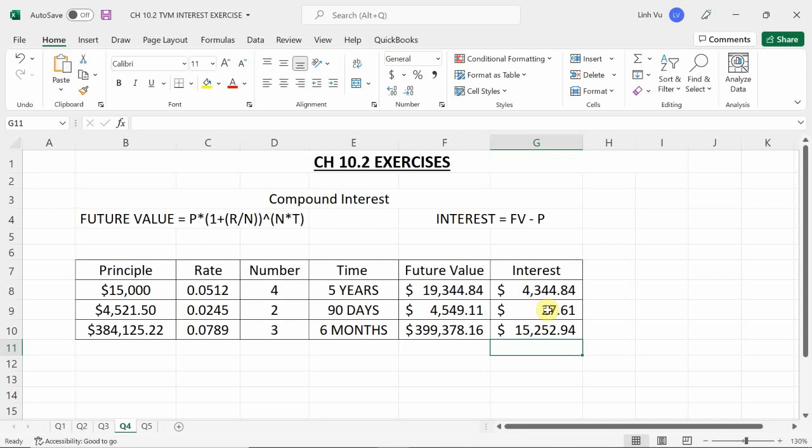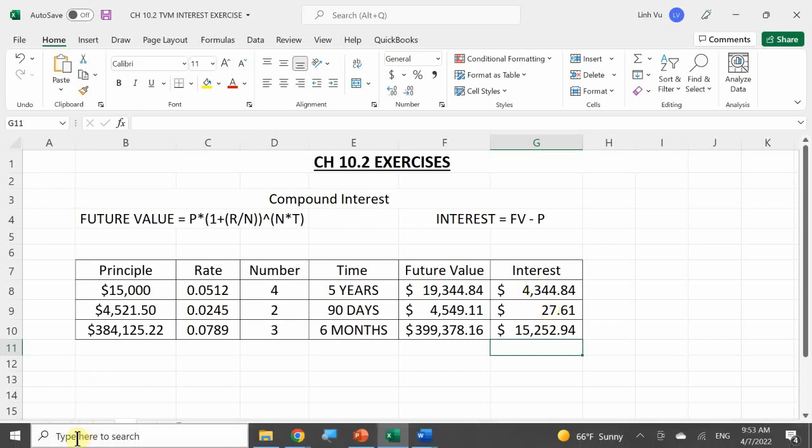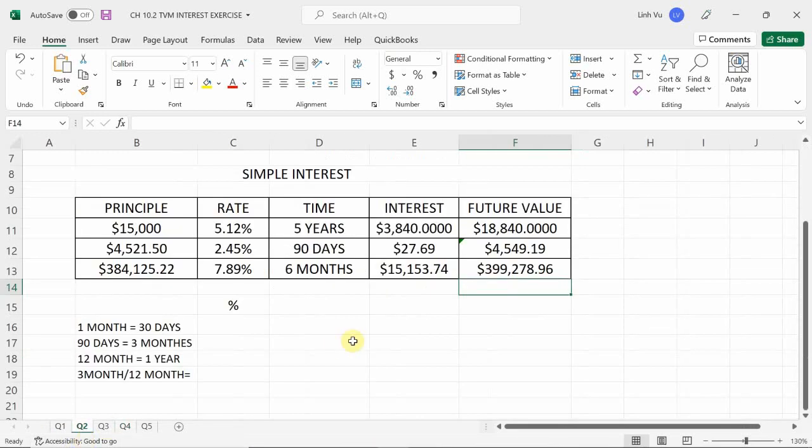Okay, and then the last one here, you got 15,252 compared to your simple interest of 15,153. So you're off by a whole $100. Now, does it matter which one you do?